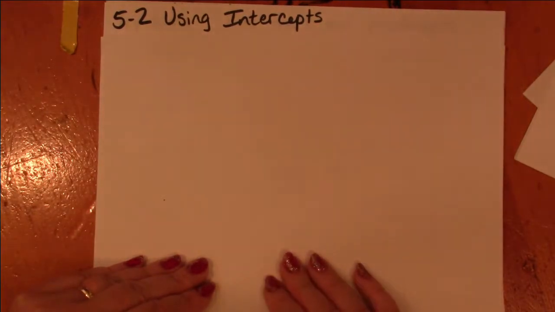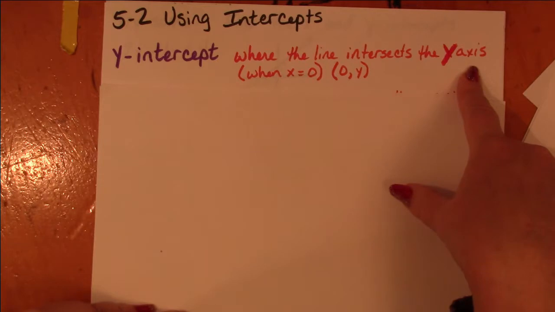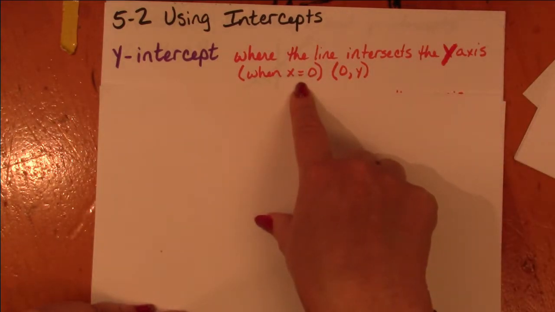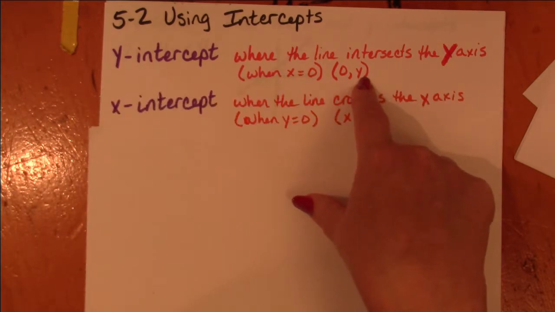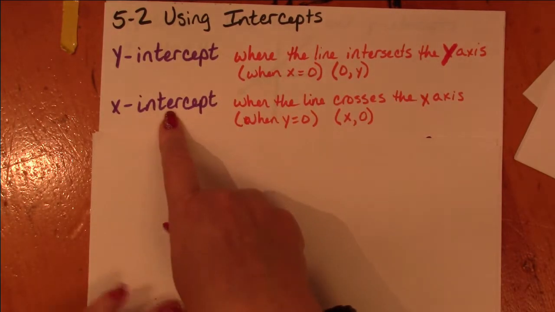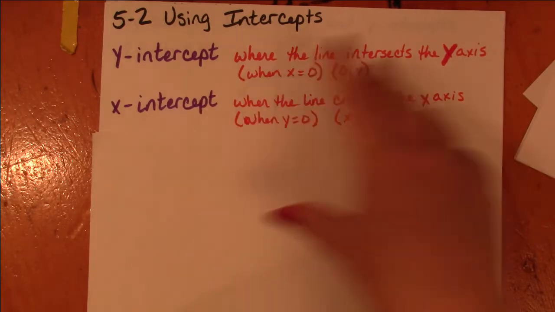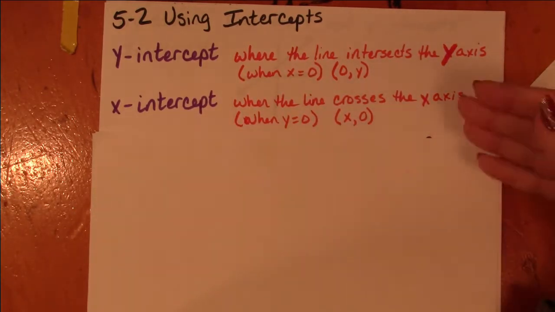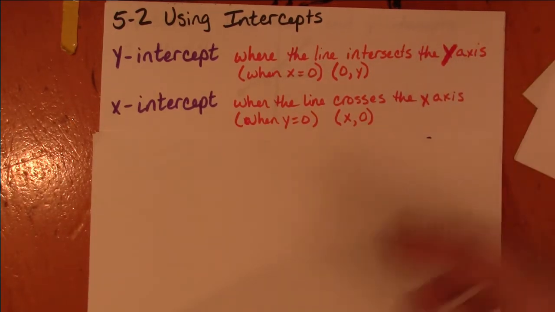This is where we start learning to use the intercepts that we're creating. Now the y-intercept is where the line intersects the y-axis. When x equals 0, I want to know where that line crosses that y-axis. And when y equals 0, we want to use the x-intercept. We can use these two to graph our line so that we don't have to make a chart anymore. We use this when it's easier to manipulate the equation.